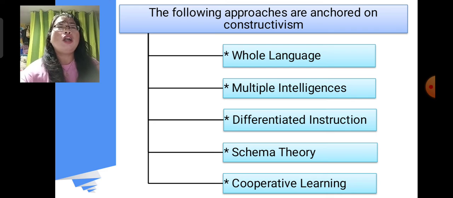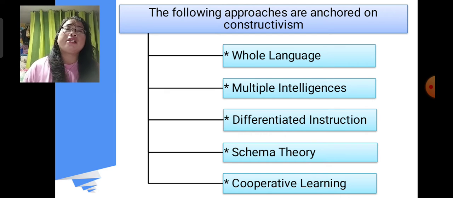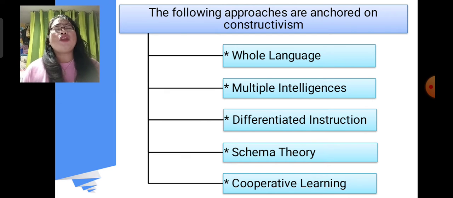Okay, there are the following approaches that are anchored on constructivism. The first one is the whole language. The whole language is a method of teaching children to read by recognizing words as whole pieces of language.